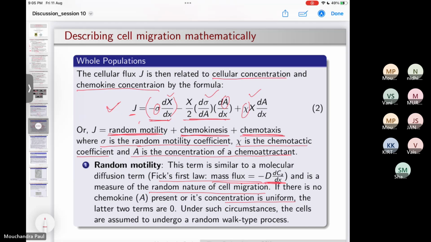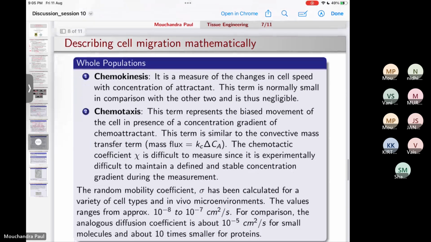And all cellular flux, that is the change in cell number or the migration of the cell across some distance, all that will happen because of the random motion of the cell. Now chemokinesis is the measure of change in cell speed with the concentration of the attractant, that is chemoattractant.